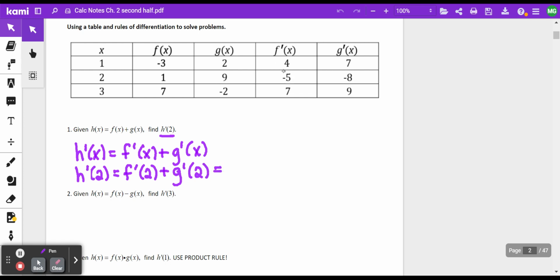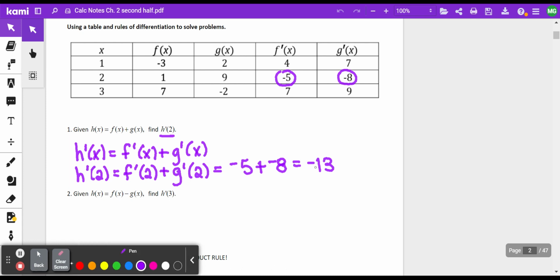F prime of 2 is negative 5. G prime of 2 is negative 8. So negative 5 plus negative 8 is negative 13. Okay, not too bad, right?